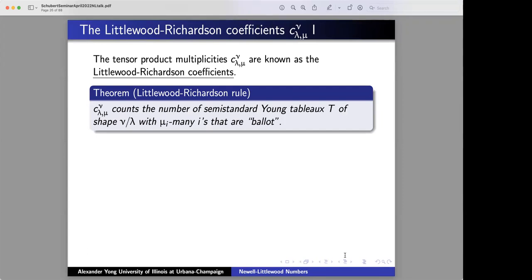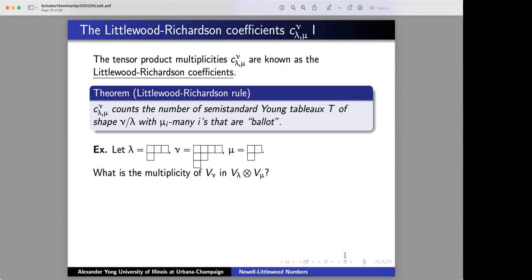All right. So the Littlewood-Richardson rule is a counting rule. It says that C lambda mu nu counts the number of semi-standard Young tableaux T of skew shape nu slash lambda with mu_i many i's that are ballot. An example would be lambda, mu, nu here: 3-1, 4-2-1, and 2-1. And the question that I want to solve is, how many times does the middle guy appear in the tensor product of the outer guys?